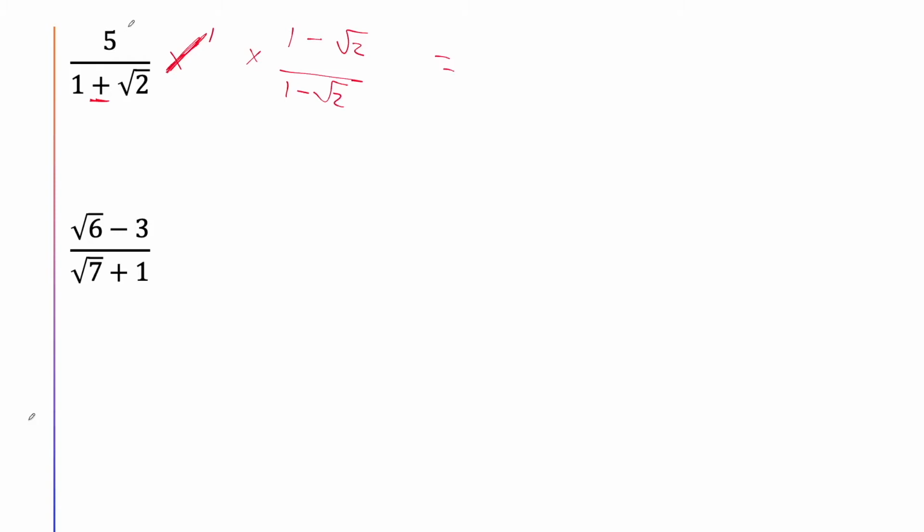So let's multiply the top out first. So 5 times 1 is just 5, and 5 times minus root 2 is minus 5 root 2. So 5 minus 5 root 2. Now let's solve the bottom. So we have to expand the bracket basically. 1 plus root 2, 1 minus root 2.